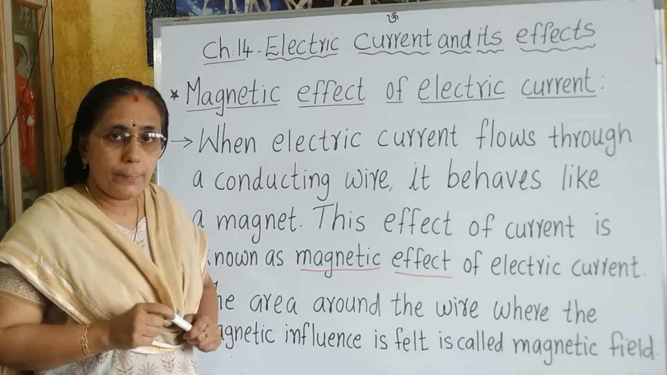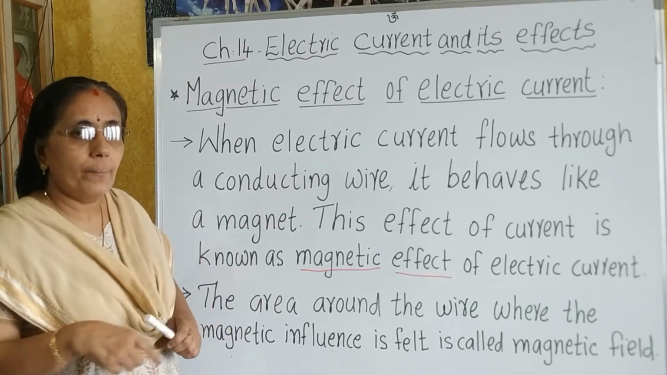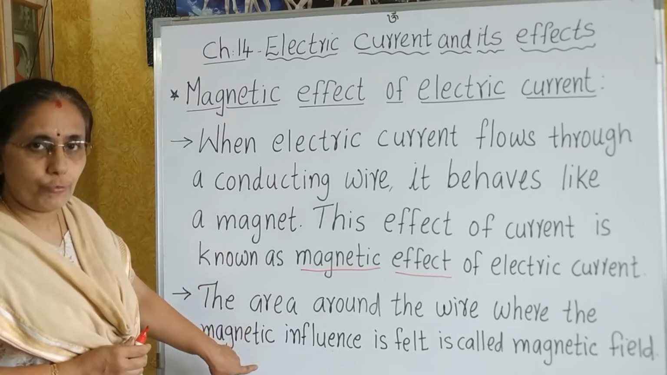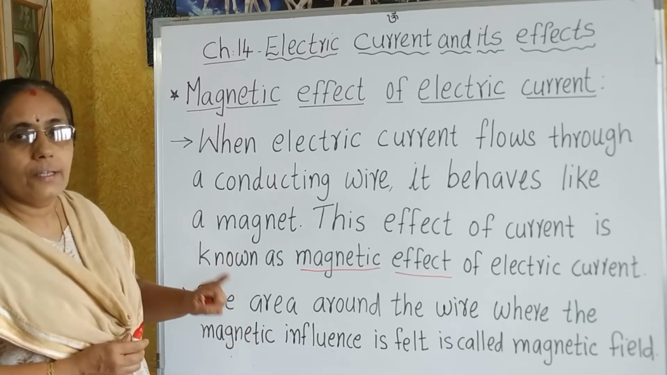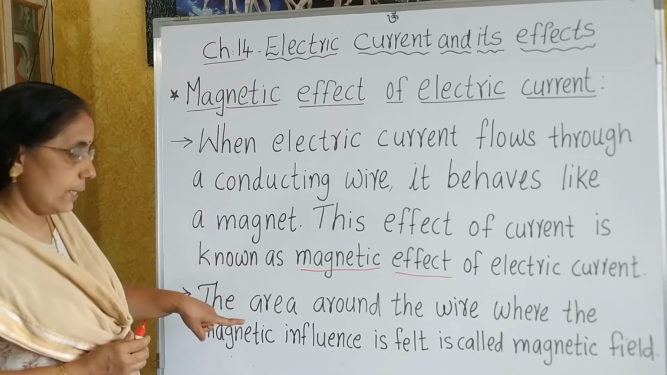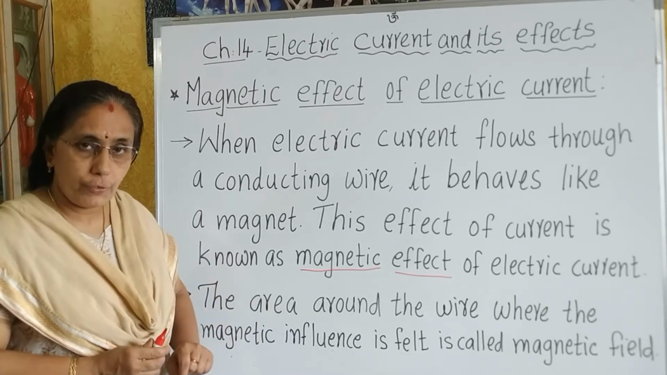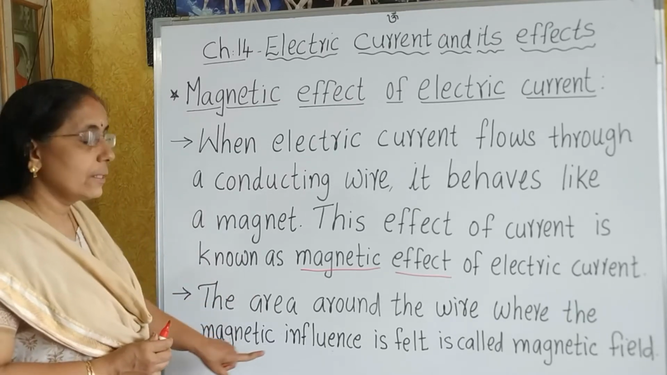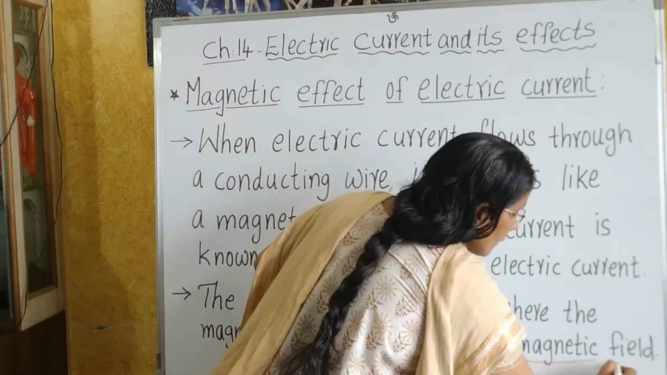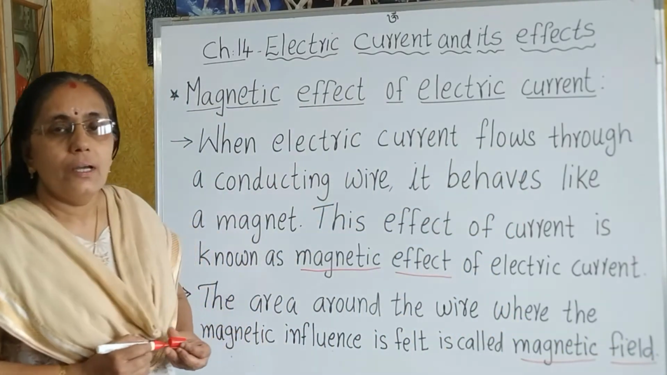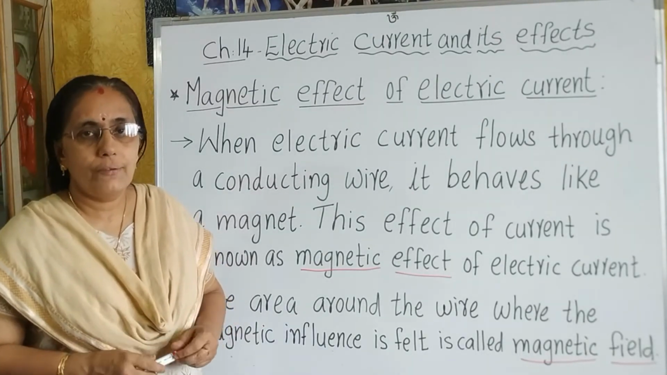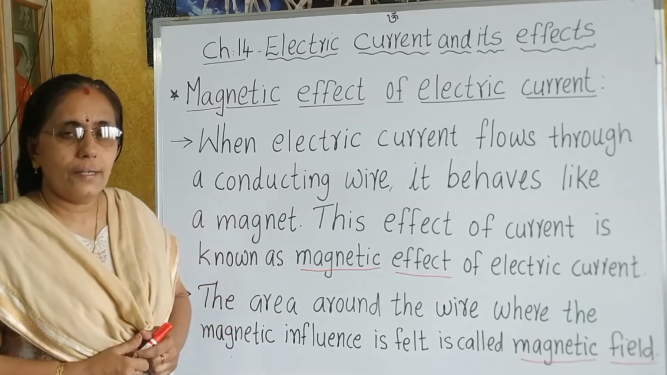Now, as in the case of a permanent magnet, there is an area around the conducting wire where this magnetic influence is felt. So, that area is known as magnetic field. Let us define magnetic field as the area around the wire where the magnetic influence is felt. Now, we will discuss an activity to show this effect in a current carrying conductor.